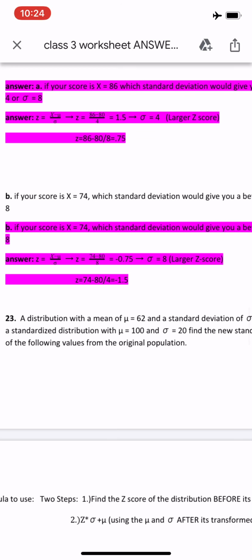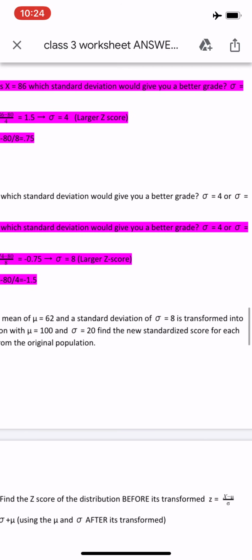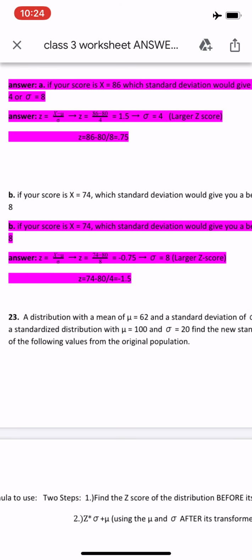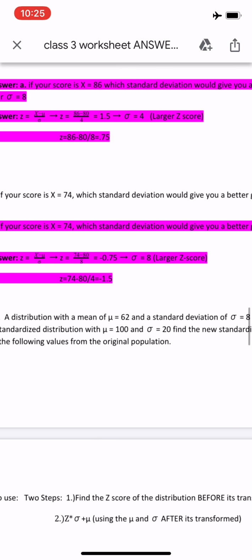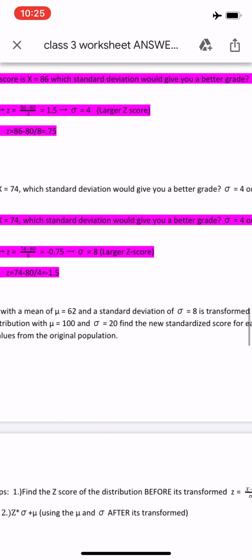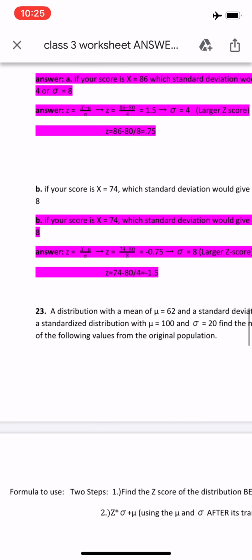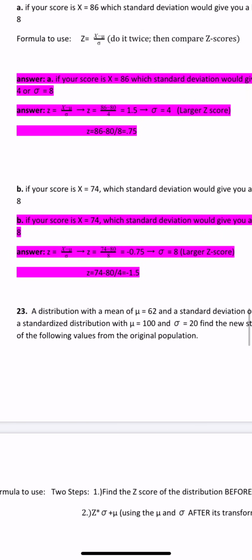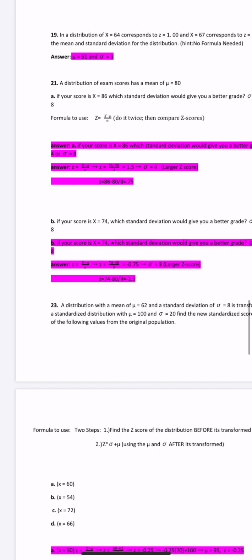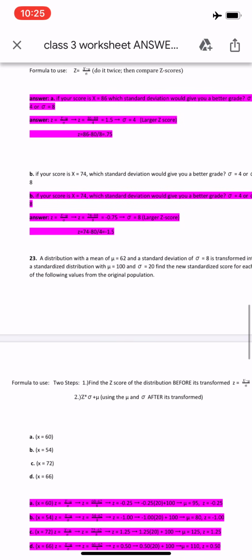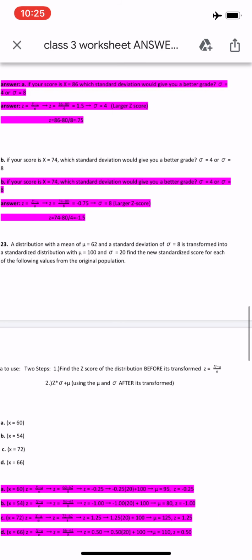A distribution with a mu of 62 and a standard deviation of 8 is transformed into a standardized distribution with a mu of 100 and a standard deviation of 20. Find the new standardized score for each of the following values from the original population. Okay, so there's 2 steps here, right? So the formula to use is this 2-step formula.